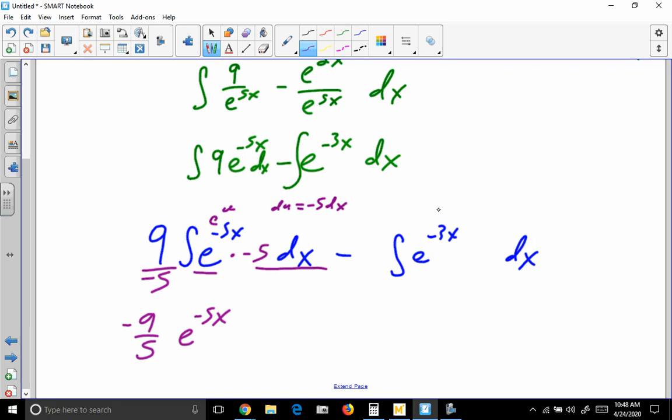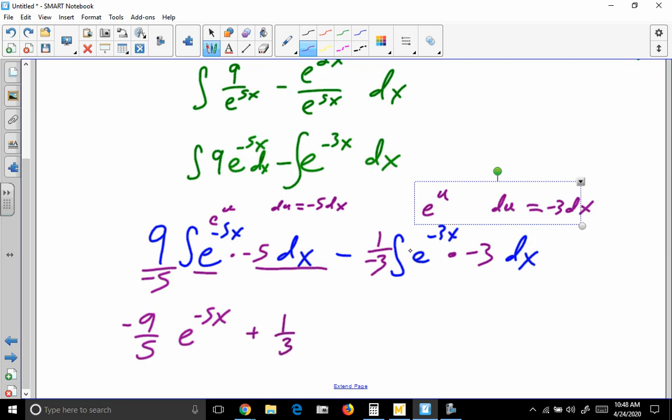Okay, so for this one, if u is negative 3x, du would be the derivative of negative 3x dx. So dx needs to pick up a negative 3. So we need to pick up a negative 3 out front. Two negatives make a positive, so positive 1/3. The integral of e to the u du, which is e to the u, and then we can pick up our plus c. And then we can leave our answer like that.